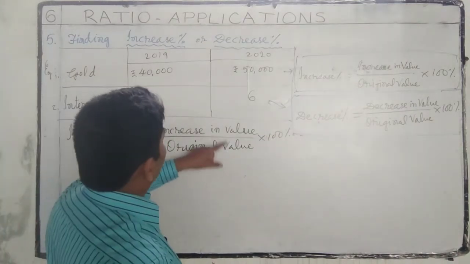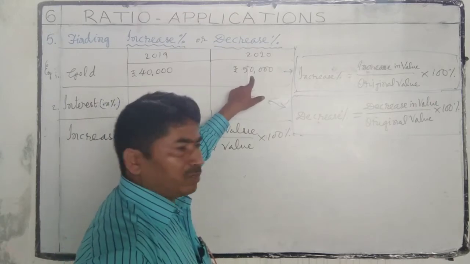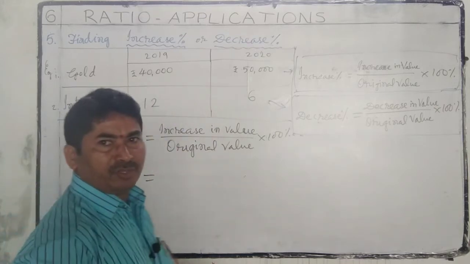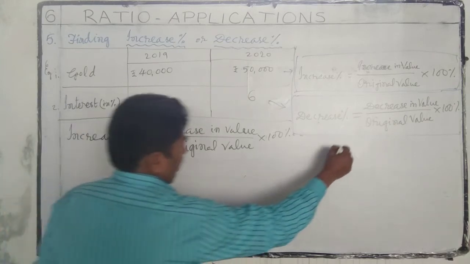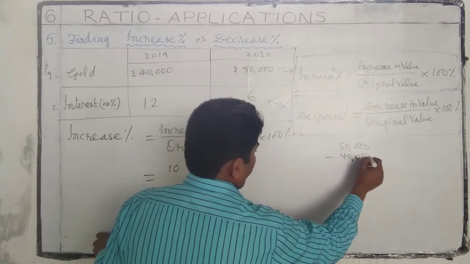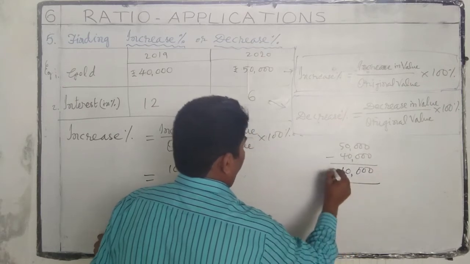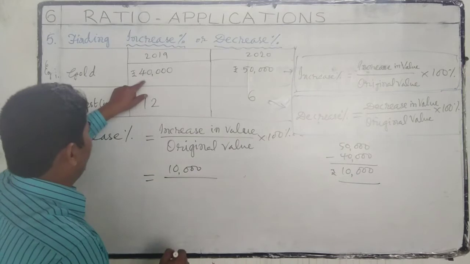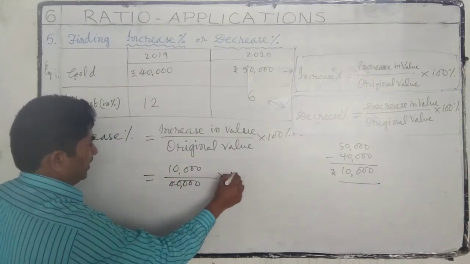How much is the increase in value? 40,000 to 50,000. So here 50 minus 40, 10,000 rupees increased. 50,000 minus 40,000, so increased 10,000 rupees. So 10,000 by original value 40,000 into 100 percentage.